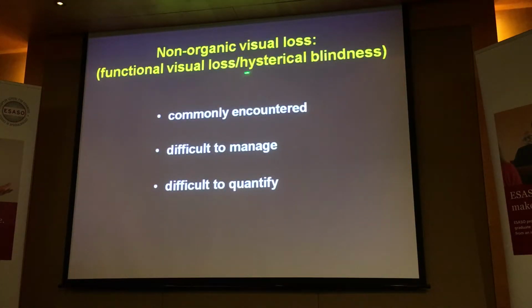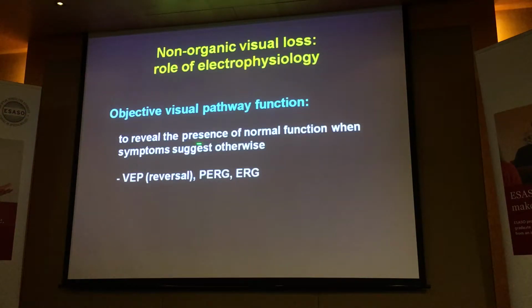Now, non-organic visual loss, of course, is common. We see quite a lot of it. Sometimes it's deliberate, sometimes it's psychogenic. That's not the role of the electrophysiologist. We can't do that. The role of the electrophysiologist is reasonably straightforward, because our job is to reveal the presence of normal function when symptoms suggest otherwise. So the patient's complaining of marked visual acuity loss, everything's completely normal, we've done our job to a certain extent. And you need to use various different forms of tests.